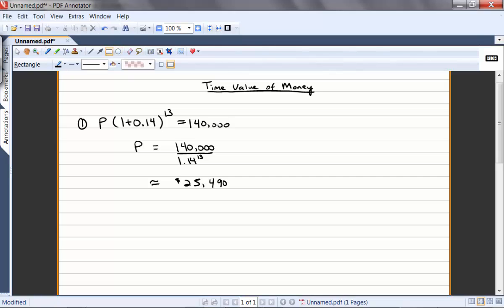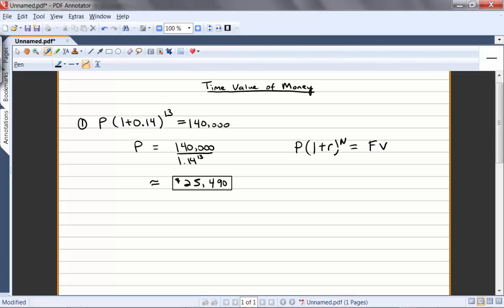Just round to the nearest dollar. Remember from lecture, the future value of an amount P invested today, invested once, a single amount, at an interest rate of R, and let sit for n compounding periods, is this. R is the interest rate per compounding period, always. N is the number of compounding periods.